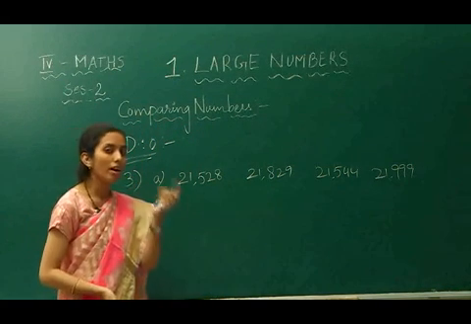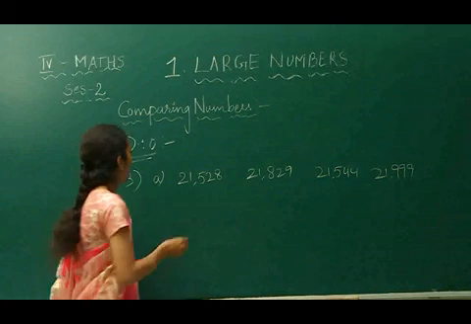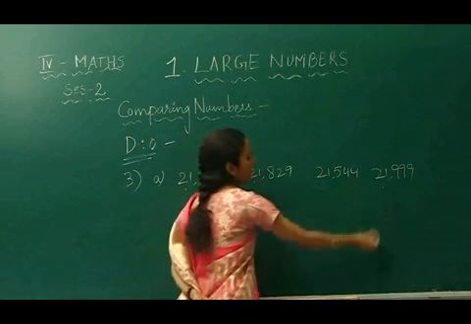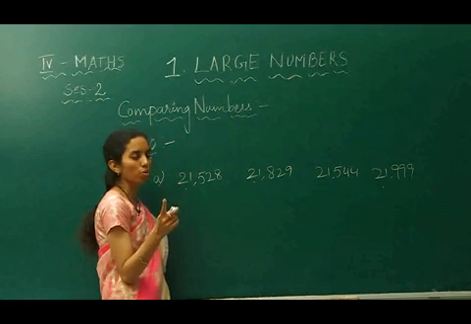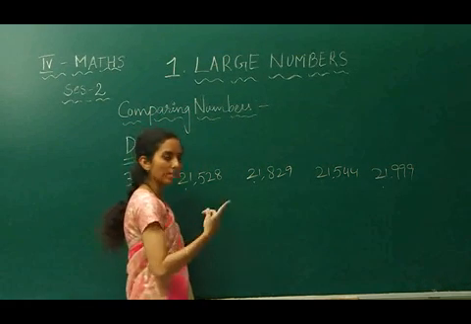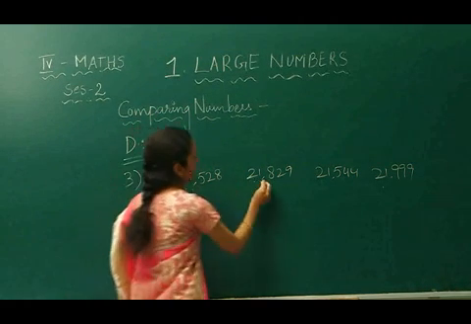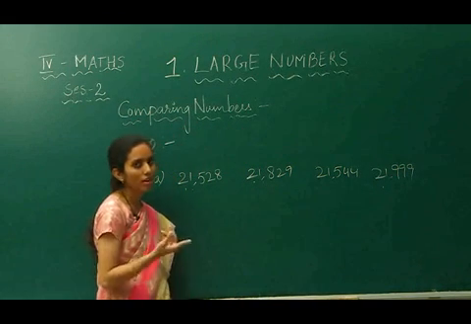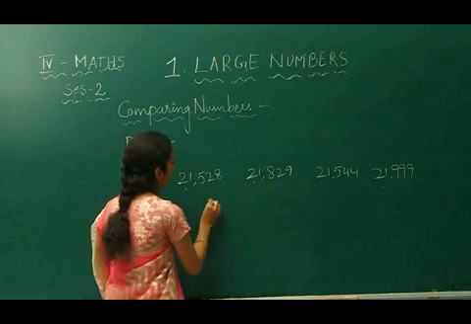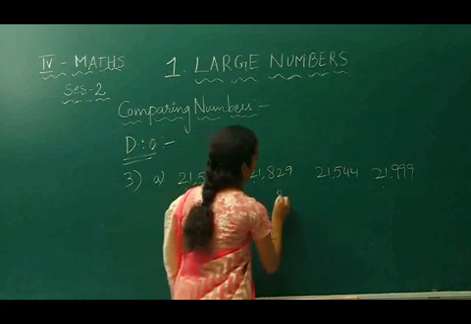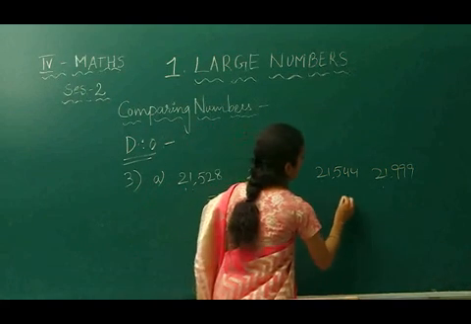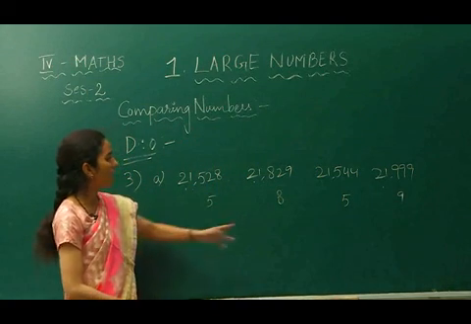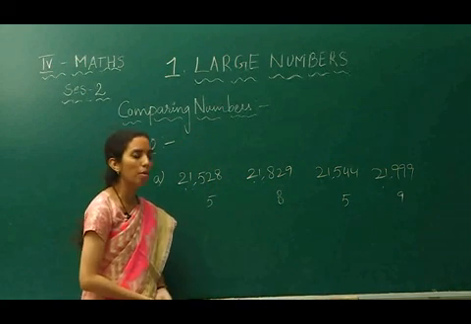So, first of all, let us compare the numbers. 2 is here, 2 is here, 2 is here and 2 is here. All the numbers start with 2. So, now we have to compare the next digit. 1 is here, 1 is here, 1 is here and 1 is here. So, the second places are also the same. Here in the third place it is 5 and here it is 8 and here it is 5 and here it is 9. So, among 5, 8 and 9, which is the bigger number?